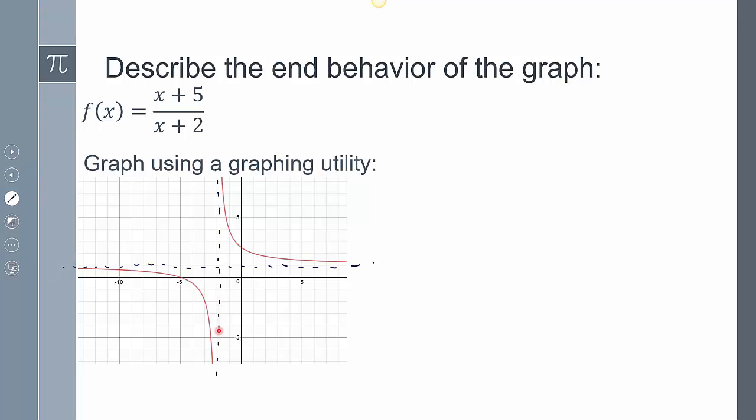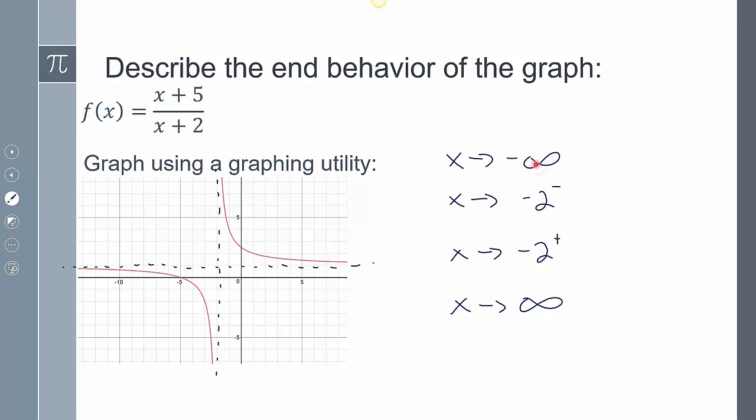Now it helps us to label our horizontal and vertical asymptotes. So x is going to negative infinity. Now x is approaching this vertical asymptote of -2. It's approaching it from the negative direction, and it's approaching it from the positive direction. And then also, my x is going to go on forever this way, so I can say x is going to positive infinity.